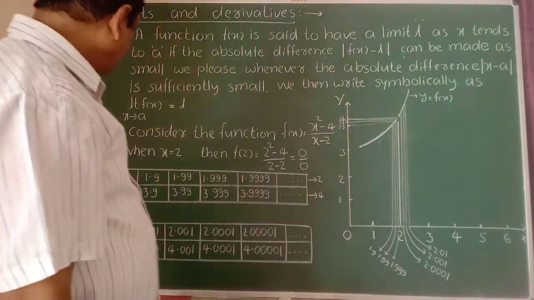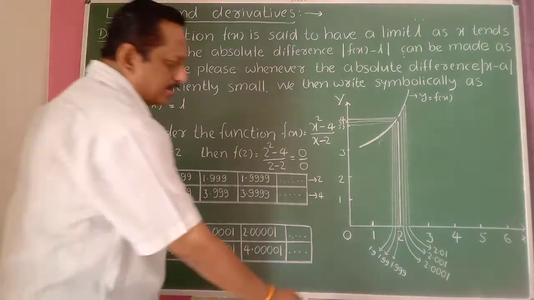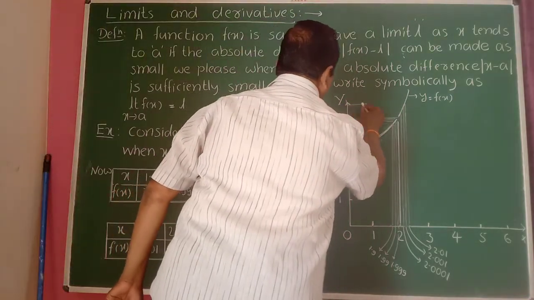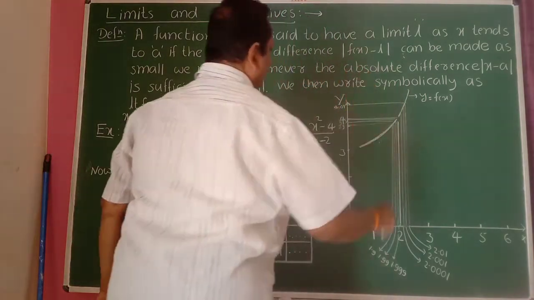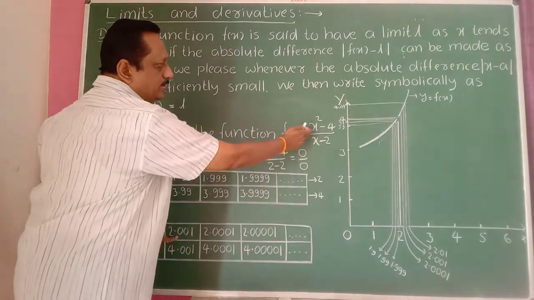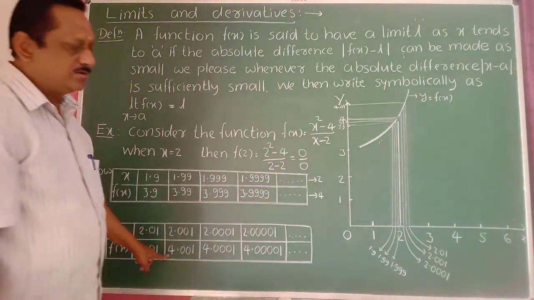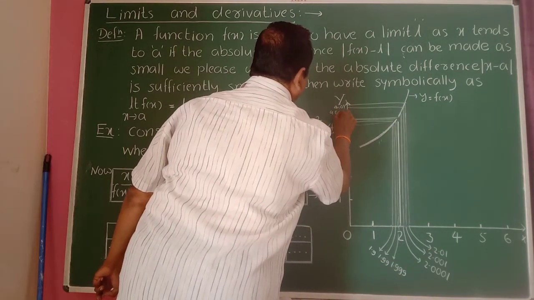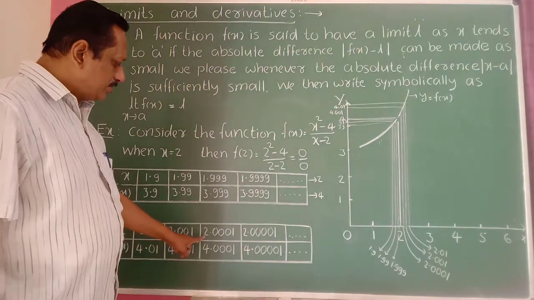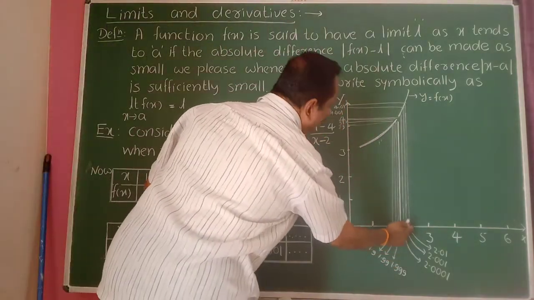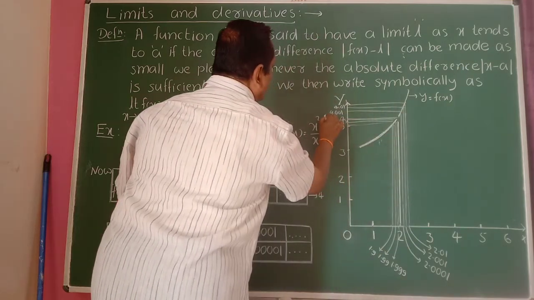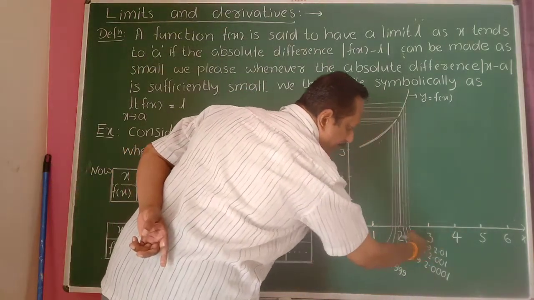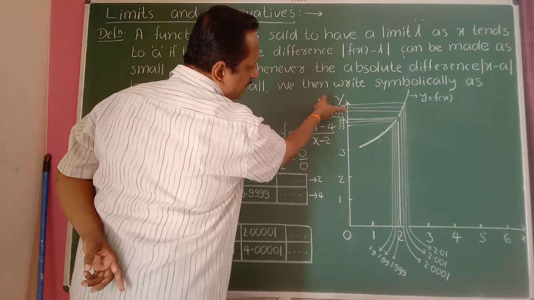Similarly, take values from the right hand side. Take 2.01, which gives 4.01. Then 2.001, substitute and simplify, we get 4.001. When it is 2.0001, again nearer to 2, the value comes as 4.0001. Therefore when x tends to 2 from the right hand side, f of x tends to 4.